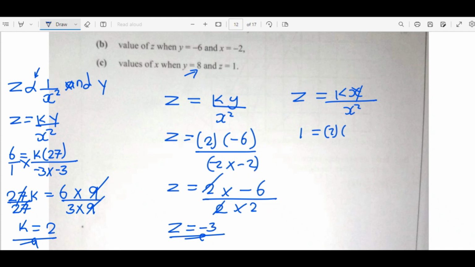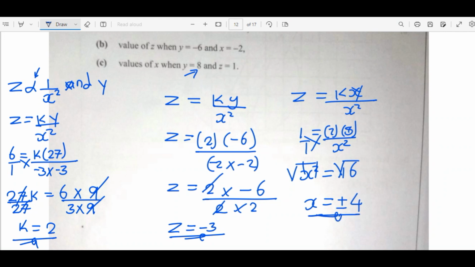Then what's our y? 8 divided by x squared over 1. We cross multiply. So 1 times x squared is x squared. 2 times 8 will give us 16. Then we take the square root of 16, which is, we get plus or minus 4. That's our final answer.